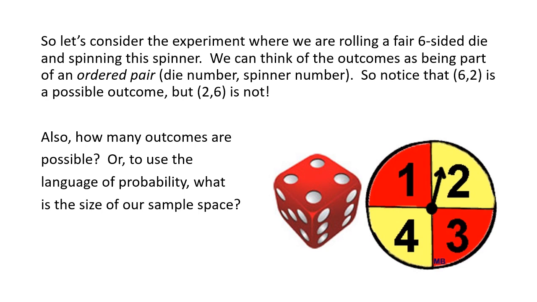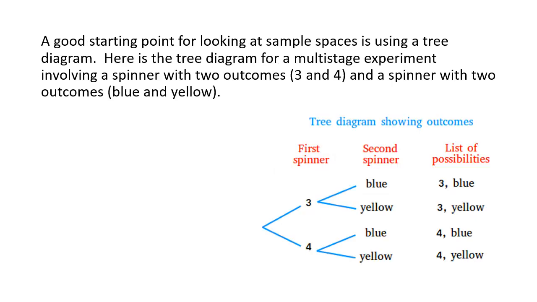So we want to know how many outcomes are possible, or to use the language from 16.1, what is the size of our sample space? Once you know the size of the sample space, that helps to start to find the probability, because then we can look at the size of the event, and then we can start to calculate probabilities from that. So a good starting point for this is going to be using what we call a tree diagram.